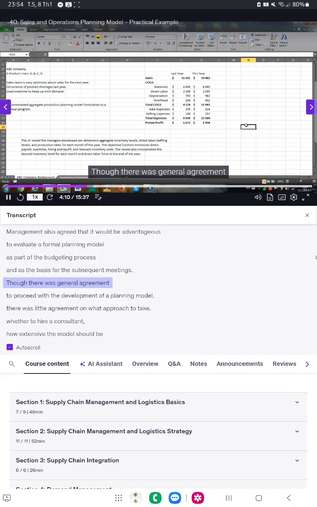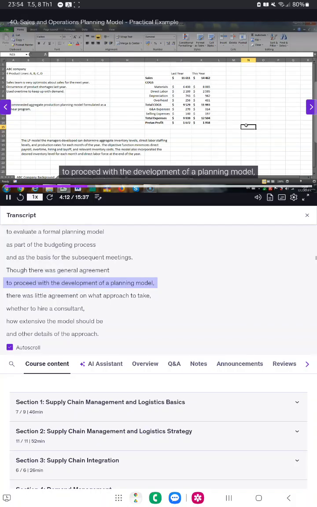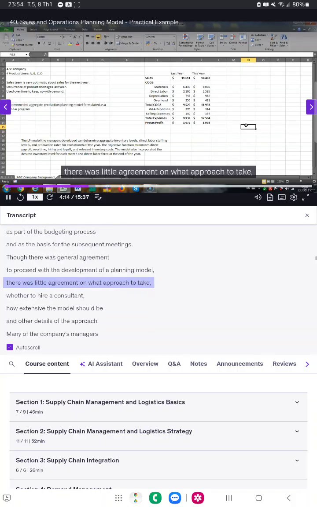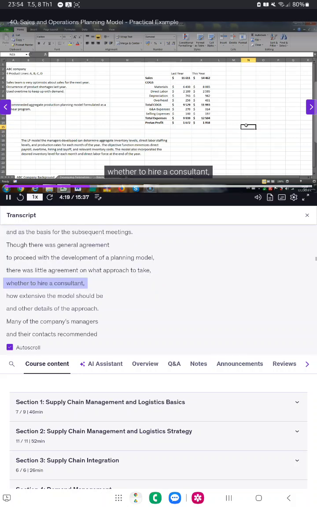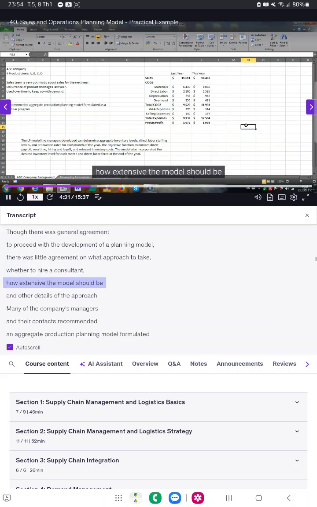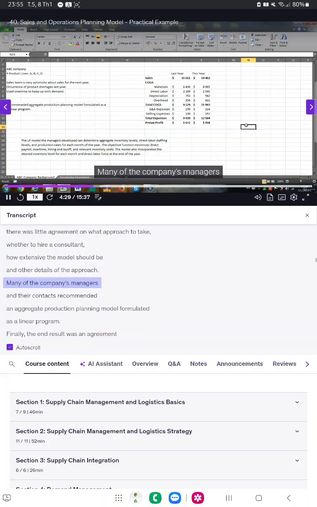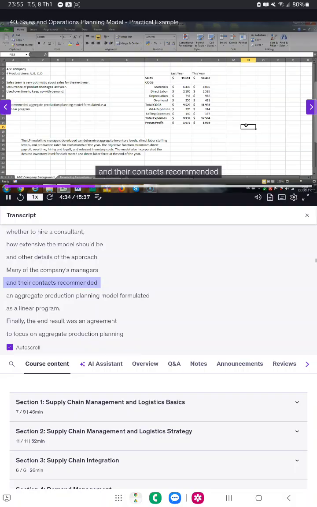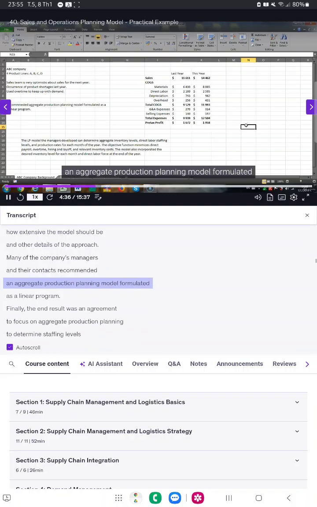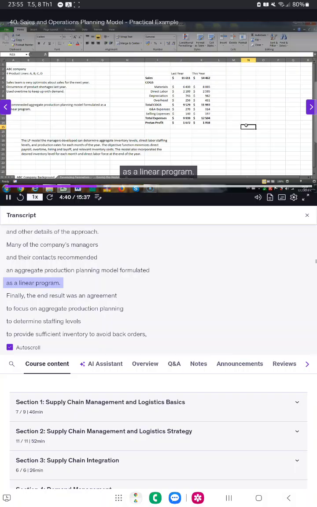Though there was general agreement to proceed with the development of a planning model, there was little agreement on what approach to take, whether to hire a consultant, how extensive the model should be, and other details of the approach. Many of the company's managers and their contacts recommended an aggregate production planning model formulated as a linear program.